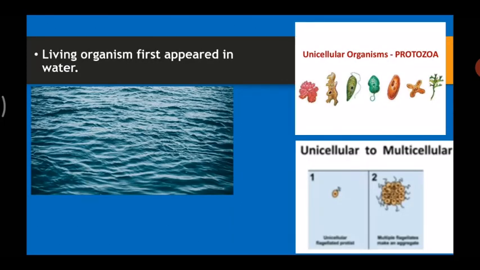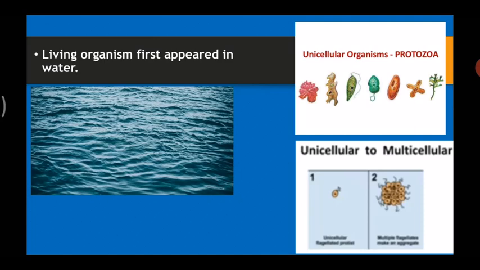Now, the first living organism appeared in water. The first living things were the unicellular organisms. Now, what do you mean by unicellular? Unicellular means one or single cell.